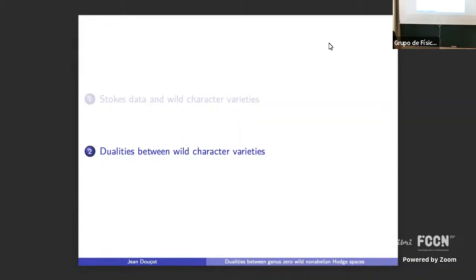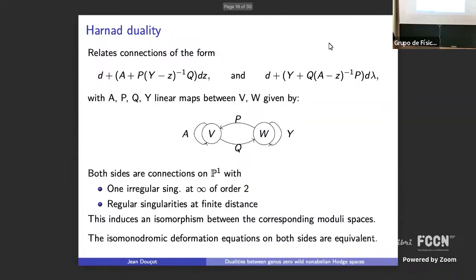So I explained how to reduce the data needed to define a wild character variety to more combinatorial data, this fission forest. Now I want to speak about how you can find, or maybe conjecture, that there are some isomorphisms between wild character varieties defined by different fission forests.